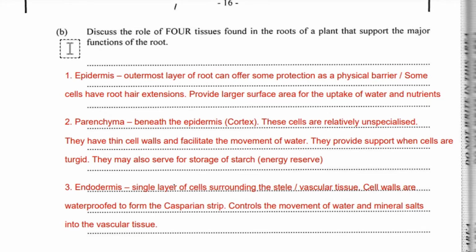Alright, let's look at B. Discuss the role of 4 tissues found in the roots of a plant that support the major functions of the root. So any 4 of what I have here will work. We have the epidermis, the parenchyma, the endodermis, the xylem tissue, the phloem tissue. You can also use pericycle or any meristematic tissue on the roots. What you just have to do is put a basic description of their role.